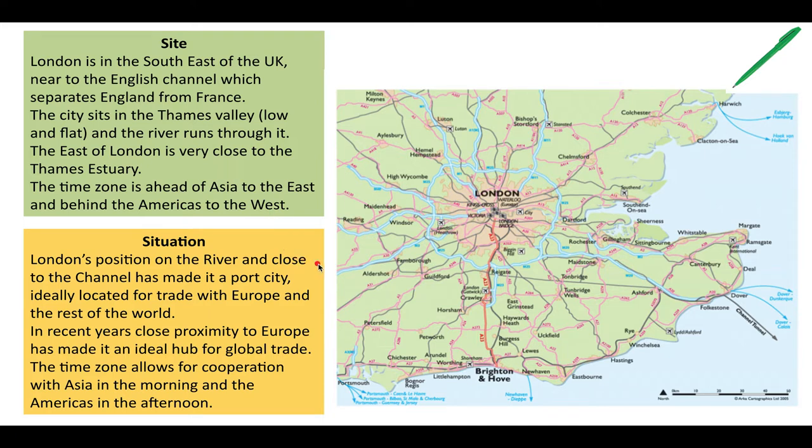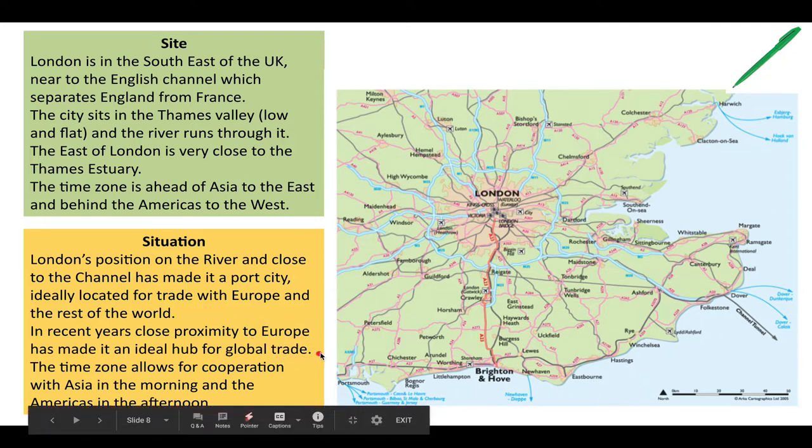Okay, so its situation relative to other things. London's position on the river and close to the channel has made it a port city. If you haven't got the phrase port city in your answer, put it in, please. It's ideally located for trade with Europe and the rest of the world. In recent years, close proximity to Europe has made it an ideal hub for global trade.